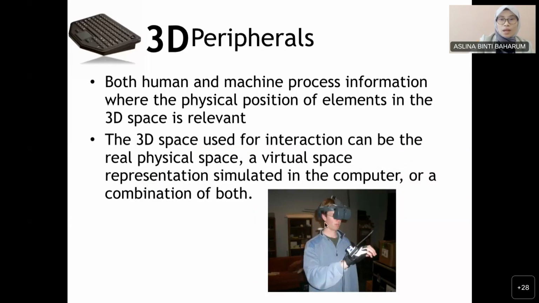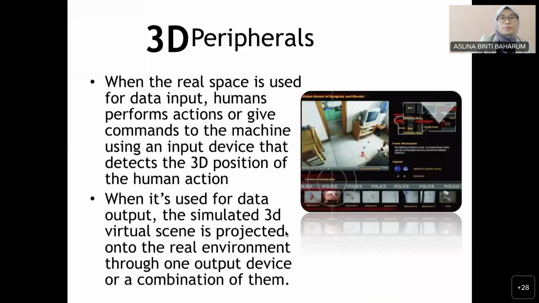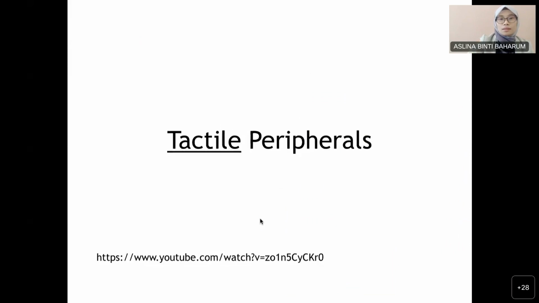You have virtual reality, kan, using the wearable, and also you have this peripheral that is connected with the computer system that you can use to move the object, because it's 3D. When the real space is used for data input, the human performs an action or gives a command to the machine using an input.